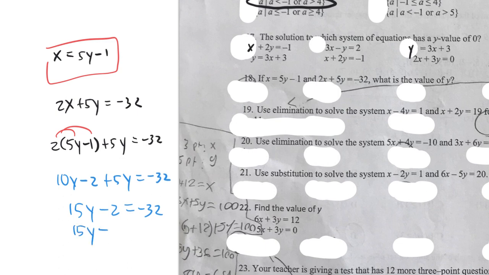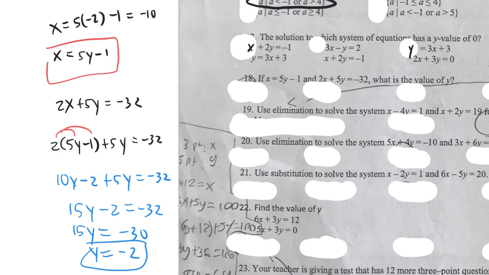You'd have 15y equals negative 30, and then you would divide both sides by 15, and then you would have that y equals negative 2. Now, if y equals negative 2, then you could plug that in here and figure out what x is. So x equals 5 times negative 2 minus 1. That's clearly going to be negative 10 minus 1, also known as negative 11. So that's the other answer. So y equals negative 2 and x equals negative 11. Although it is the case they only ask for y.